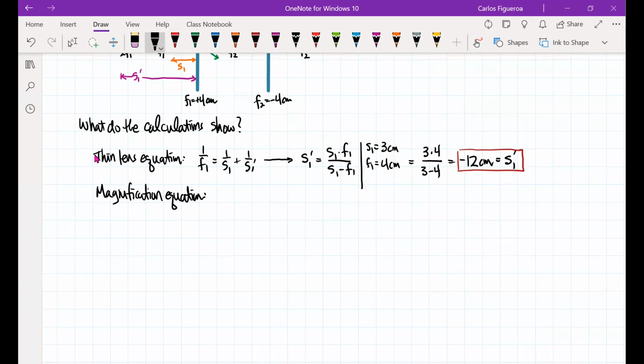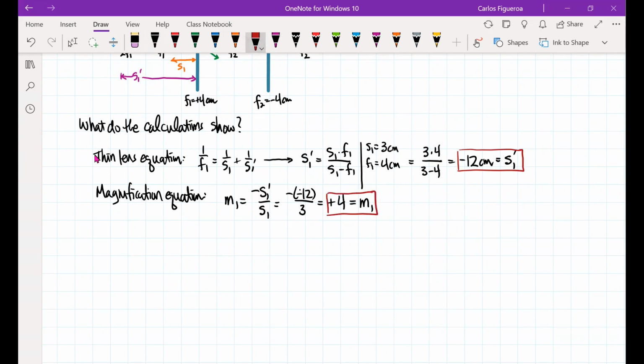here's what I see. I have M1, which is going to be minus S1 prime over S1. So if I just put in my numbers, this is going to be minus minus 12 divided by 3. This gives me plus 4 magnification. And so now I have this.